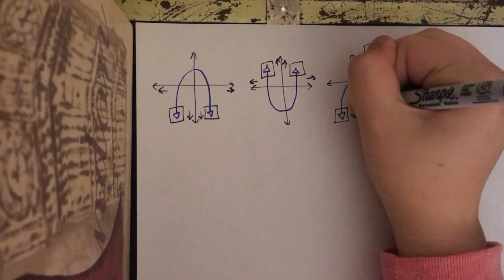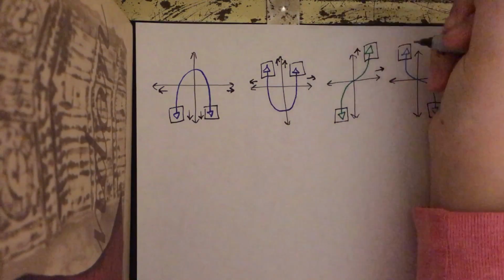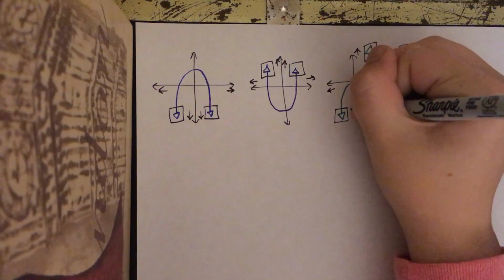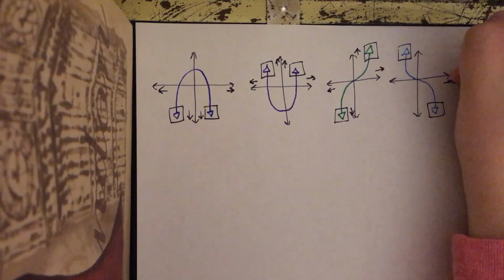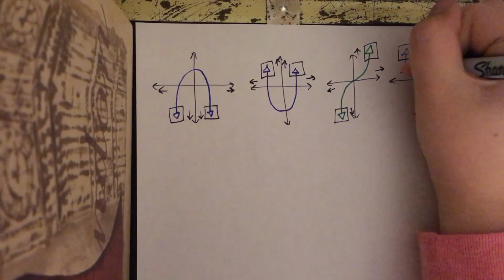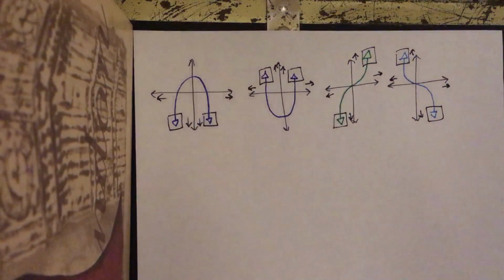Here, as x is going to the positive range, y is going to the positive range. And as x is going to the negative range, y is going to the negative range. But over here, as x goes to the positive range, y goes to the negative range. And as x goes to the negative range here, y goes to the positive range.